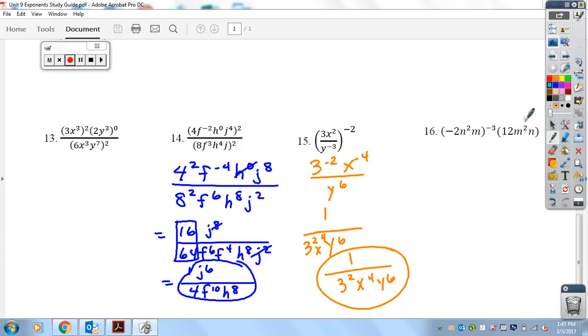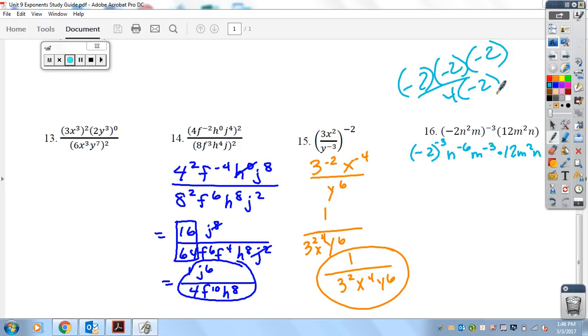And number 16, we have a negative exponent, so I'm going to quote-unquote distribute. Negative 2, don't forget in parentheses, the negative 3rd power. n to the negative 6, m to the negative third times 12m squared n. I could move these, but let me try to add them and clean them up first. First of all, negative 2 to the third power is 3 negative 2's, which is positive 4 times negative 2, which is negative 8. All right, n to the 6 times a positive n is n to the negative 5. M to the negative 3 times m to the second is m to the negative 1. And don't forget we have this 12 still.